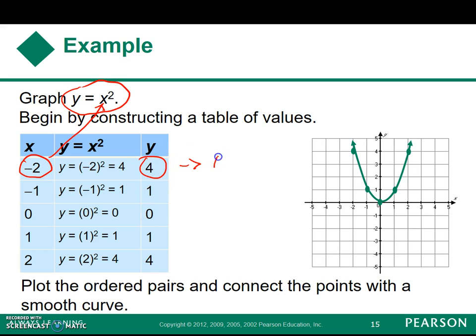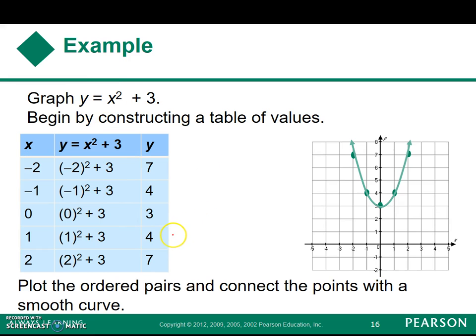And really what we've done is we've just made an ordered pair, -2 and 4, which we could plot right here. We do the same with every other value of x, sub it in. So -1 squared would be 1, 0 squared would be 0, and so on. And we plot all our points, and then you can connect them with a smooth curve. That's how you can graph by constructing a table of values.